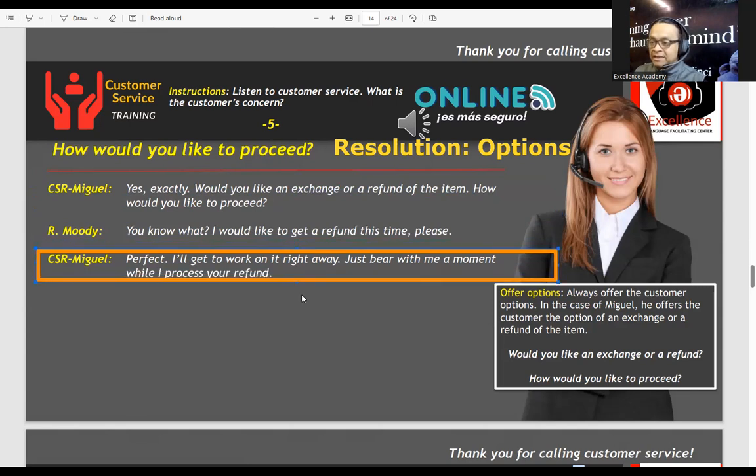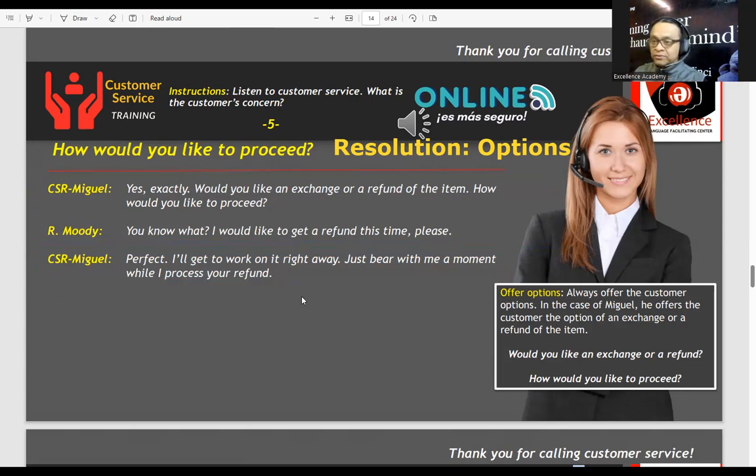Then the agent says, perfect. I'll get to work on it right away. Just bear with me a moment while I process your refund. So he's going to put the customer on hold to process the refund on the system. So that's the end of the script.